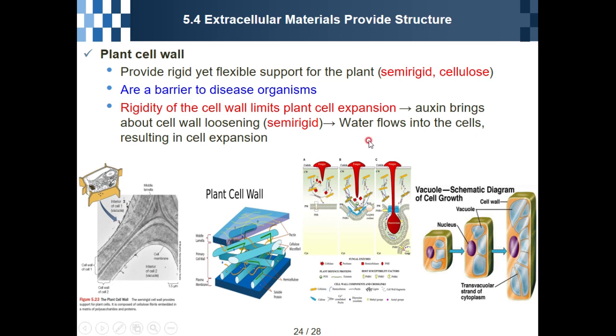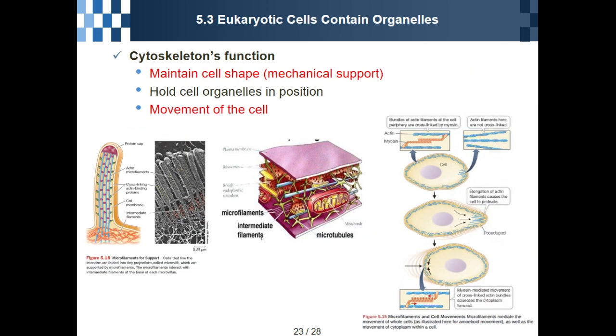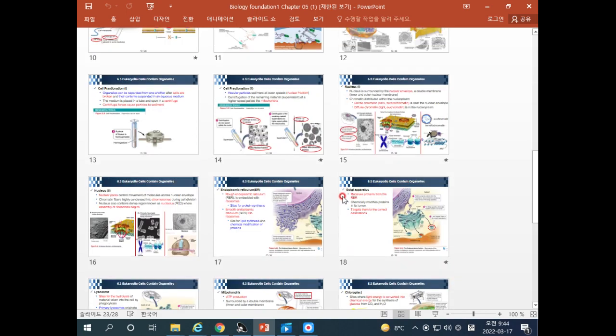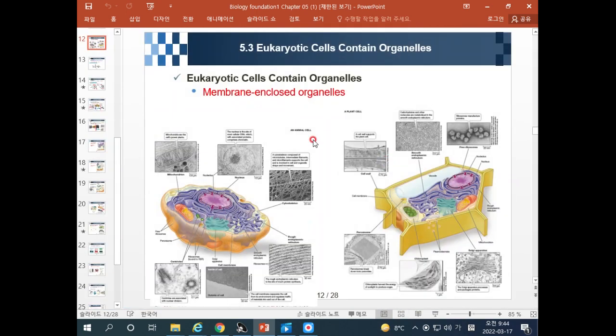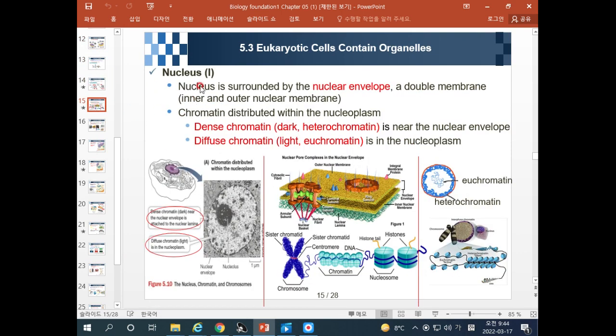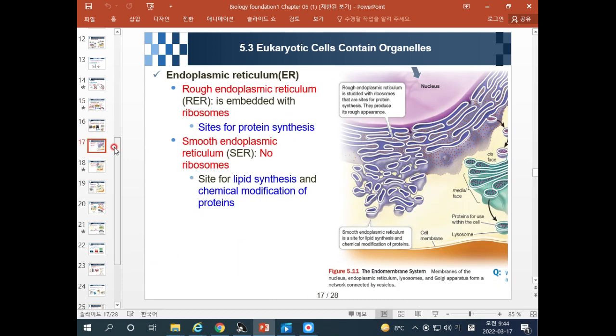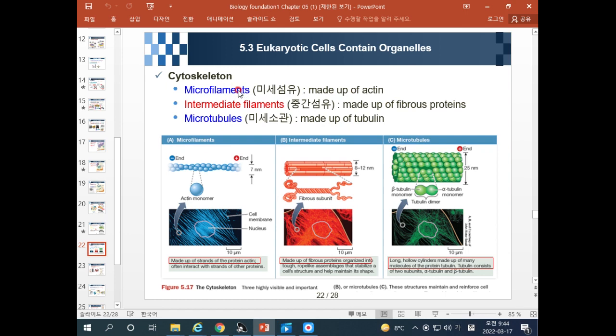Now we have finished the eukaryotic cell. Let me summarize again. The main points are that they have membrane-enclosed organelles, and they have a nucleus. They also have the endoplasmic reticulum, which is membrane enclosed, and a cytoskeleton composed of microfilaments, intermediate filaments, and microtubules.